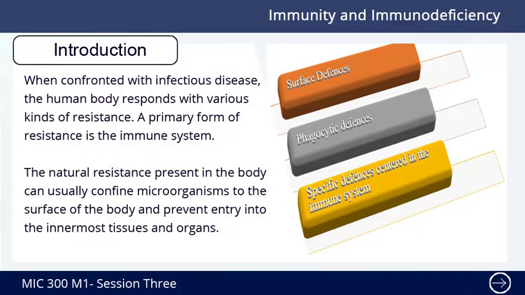Introduction. When confronted with infectious agents, the human body responds with various kinds of resistance. A primary form of resistance is the immune system. The natural resistance present in the body can usually confine microorganisms to the surface of the body and prevent entry into the innermost tissues and organs.